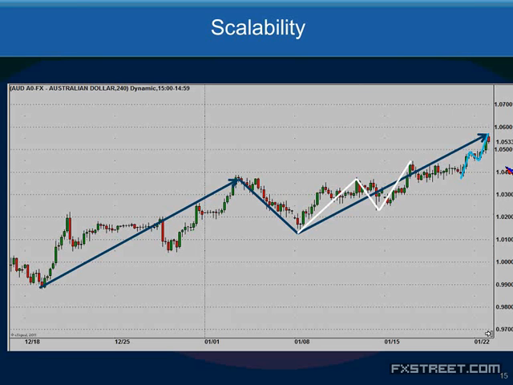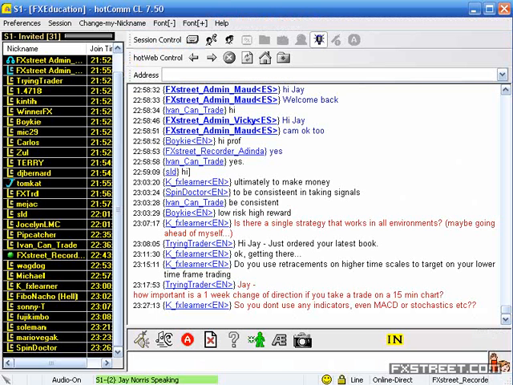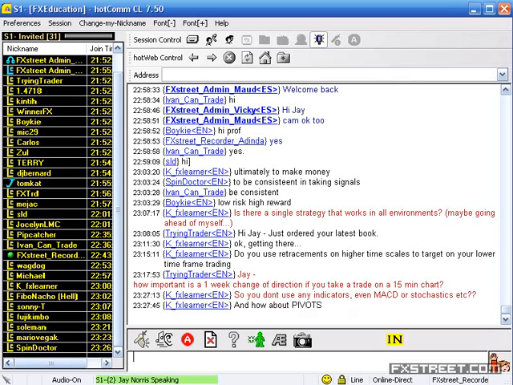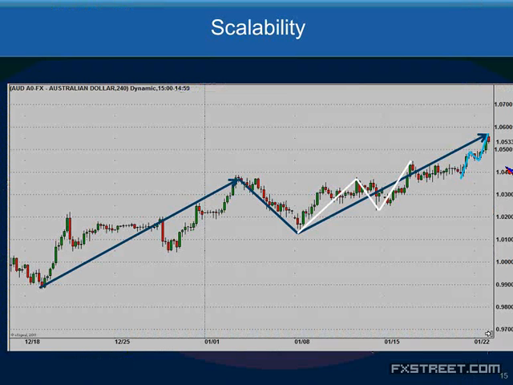FX learner: So you don't use any indicators? No, I do. I use the MACD. I teach the stochastic. We teach our core concepts. The technical section, we cover most of the popular technical indicators, and we show you the advantages of them.